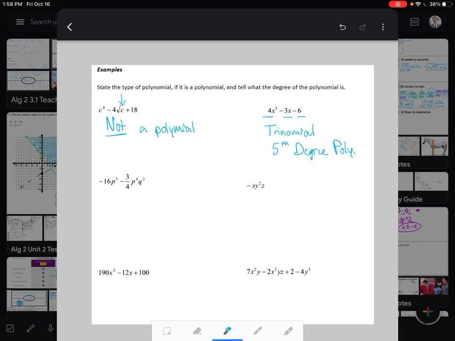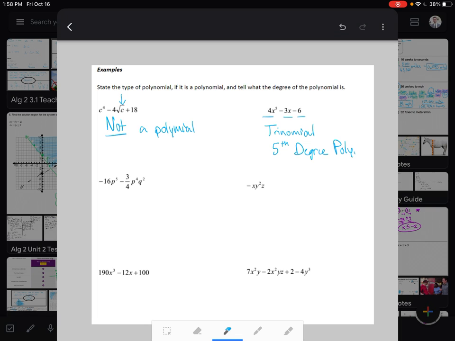Again, we're not going to add them together, so it's not like, oh, x to the 5th power and then minus 3x, we're not going to do the 5 plus 1. It's just for the biggest term, what is its degree? So the biggest term is 4x to the 5th power. The degree of that one is 5. So that's why it's a 5th degree polynomial.